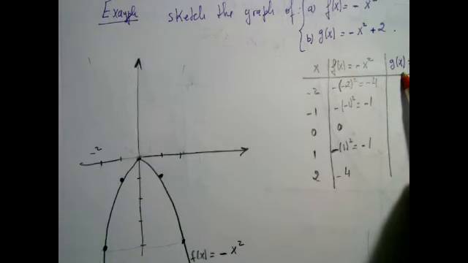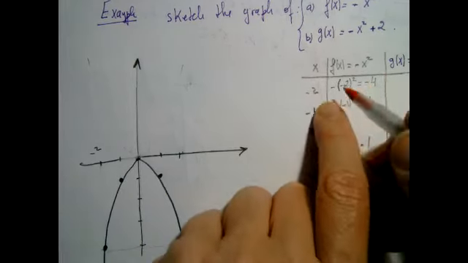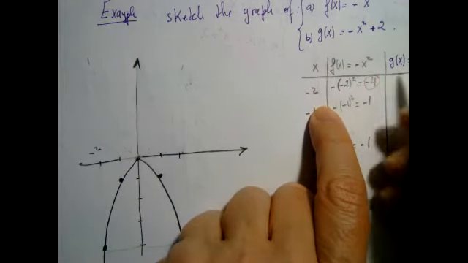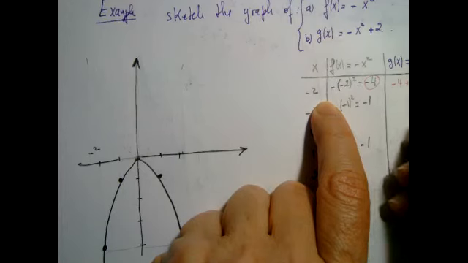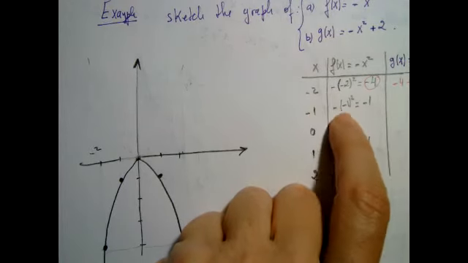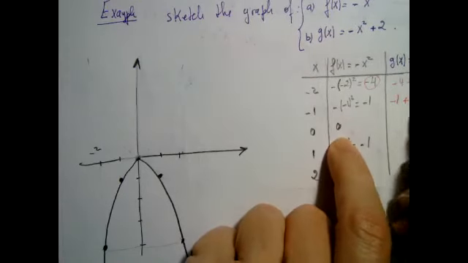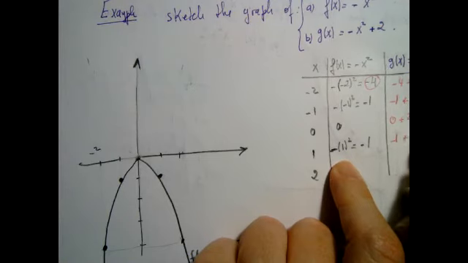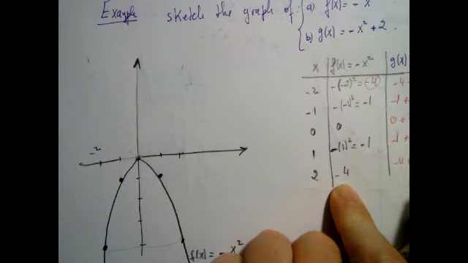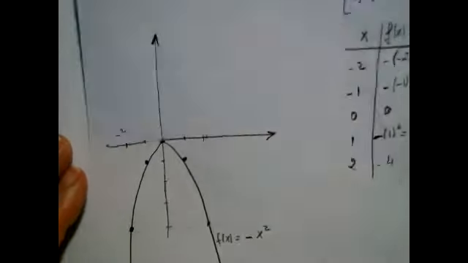The graph of g is going to shift up by 2 units because what's happening for g? Whatever f takes, so at minus 2, it's going to be minus 4, but we're going to add 2 to it. It's going to be minus 1, but we're going to add 2 to it. It's going to be 0, we're going to add 2. Minus 1, we're going to add 2. Minus 4, we're going to add 2. So every time I'm going to add 2 to the output.